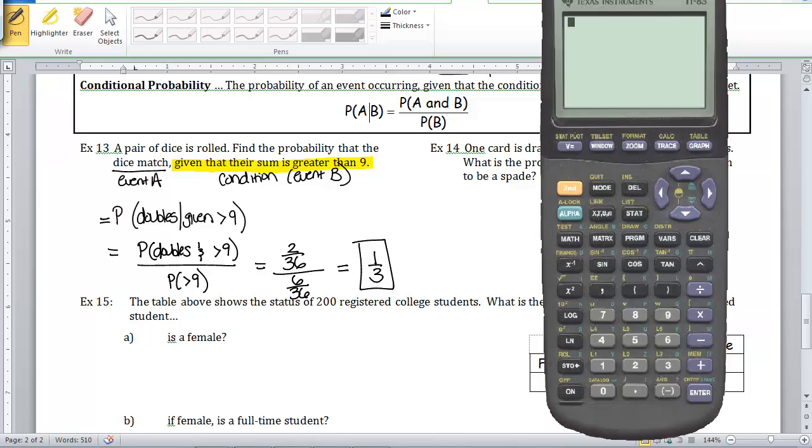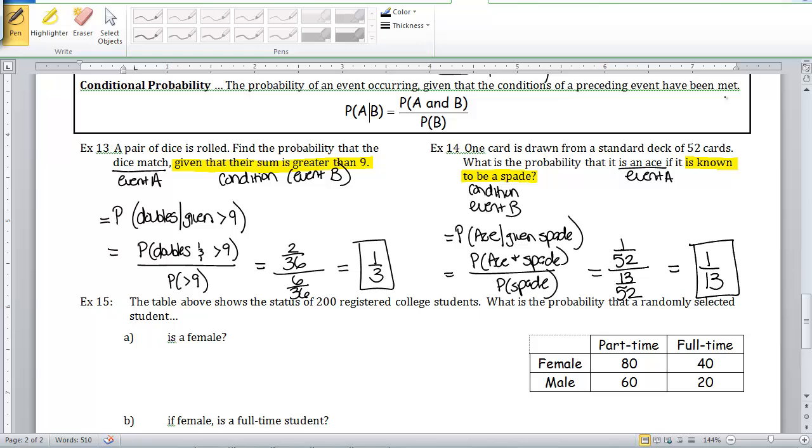What I mean is every time I enter a fraction, I always put that entire fraction in parentheses. This way I keep the 2/36 in the numerator and the 6/36 in the denominator. Then I can make my decimal a fraction by doing math, and the first option is frac, and pressing enter to get the 1/3. Please now pause the video and complete example 14.